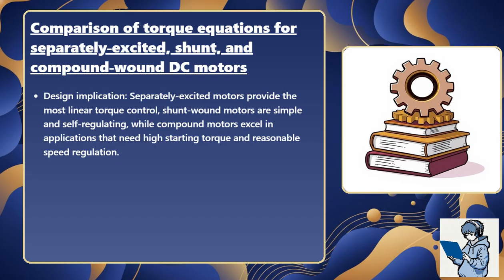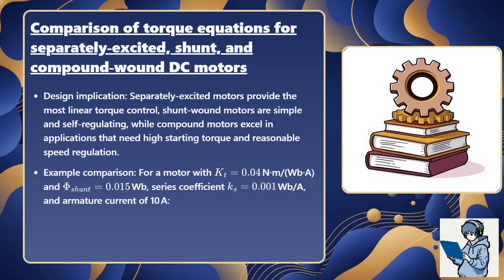Design implication: separately excited motors provide the most linear torque control. Shunt wound motors are simple and self-regulating, while compound motors excel in applications that need high starting torque and reasonable speed regulation. Example comparison: for a motor with KT equals 0.4 Newton meters per Weber ampere and phi shunt equals 0.15 Weber, series coefficient Ks equals 0.1 Weber per ampere, and armature current of 10 amperes.